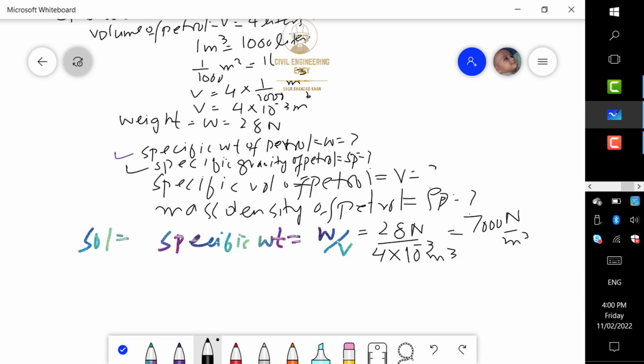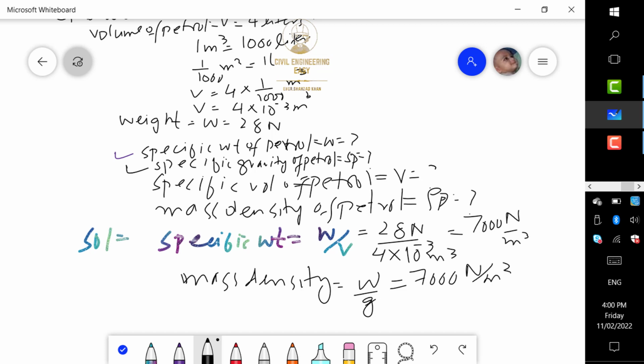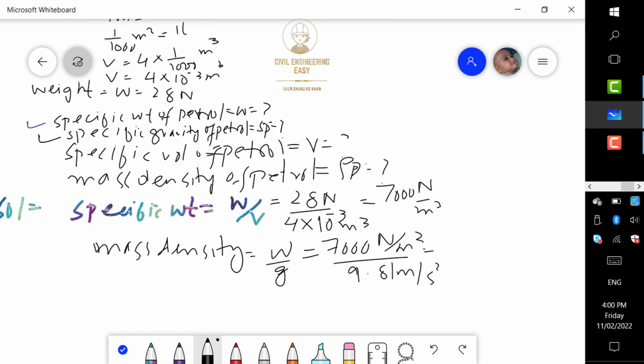In order to calculate the specific gravity of petrol, we need to first find out the mass density. The mass density is equal to specific weight divided by gravitational acceleration. The specific weight is equal to 7000 Newton per cubic meter and the value of g is 9.81 meter per second square. The mass density will be equal to 713.56 kg per cubic meter.